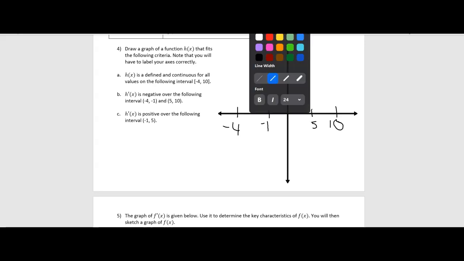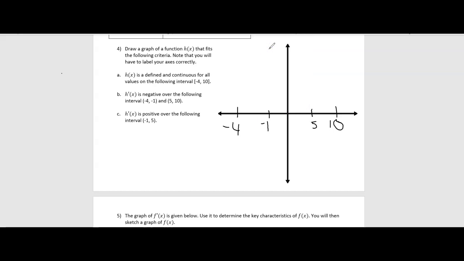Okay, so think about what it means for the derivative to be negative, right? That means our original function must be decreasing. So our function has to be decreasing from -4 to -1, and it doesn't say how it needs to be decreasing. It just needs to be decreasing. So -4 to -1, and from 5 to 10. And then it needs to be increasing because the derivative is positive from -1 to 5.